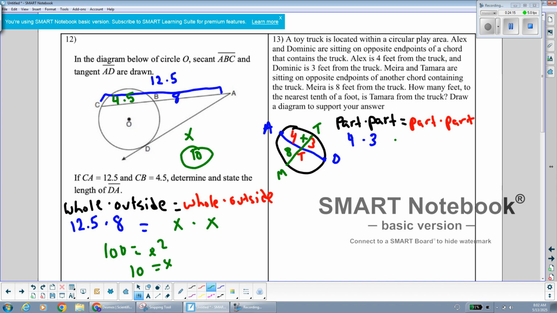Now I'm going to do the green segment. From one endpoint to the truck is 8. From the other endpoint to the truck is what we're trying to find. So we have 12 equals 8x. Not going to work out nicely, but it does say round your answer to the nearest tenth, so it's not supposed to. So I'm going to do 12 divided by 8, and it worked out kind of nice. It is 1.5 feet, not too crazy.